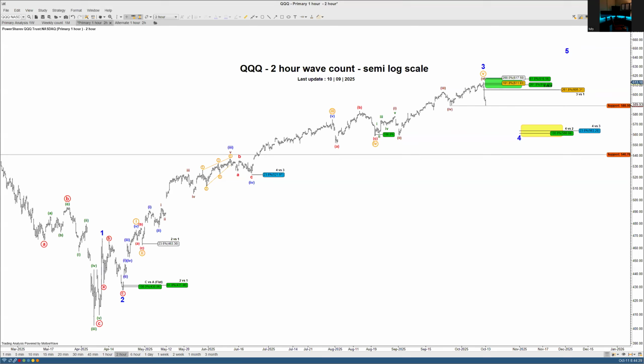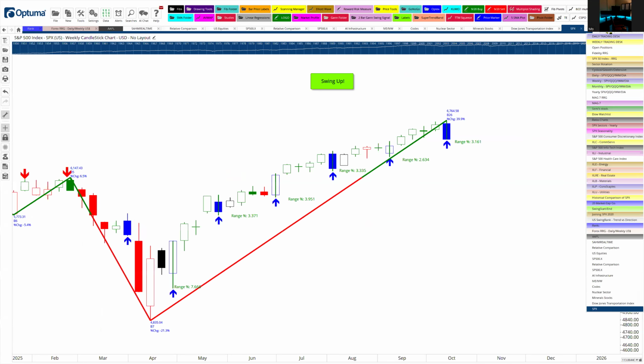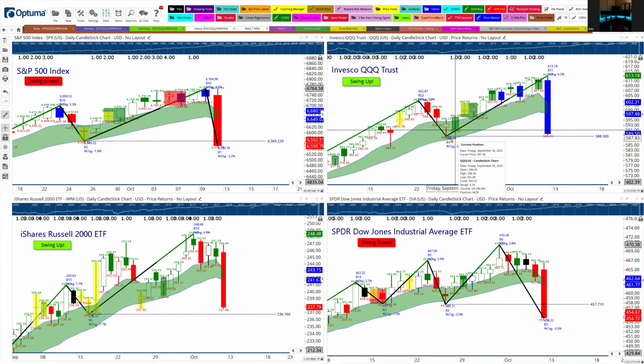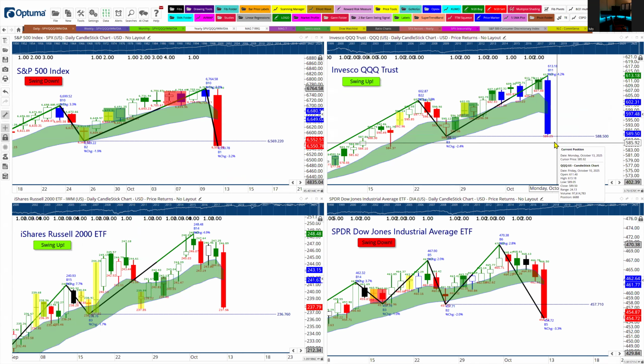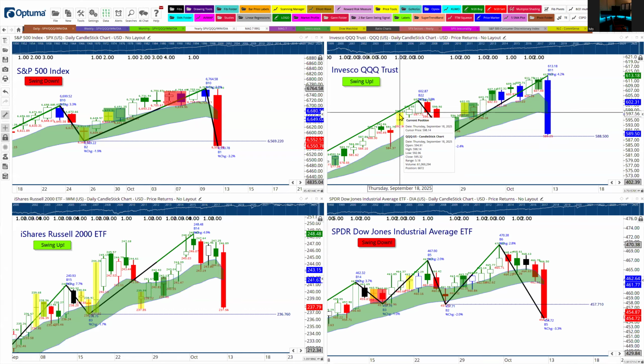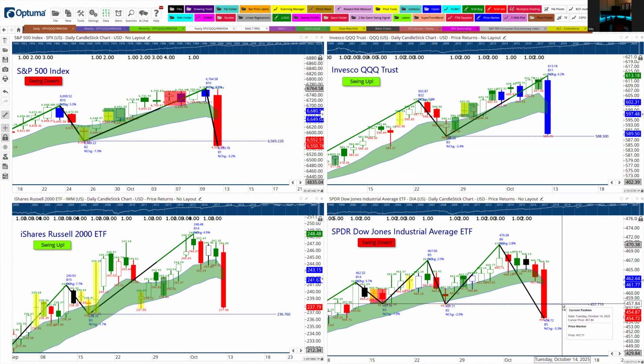is the confirmation of what? It's the confirmation of this pivot low, right? 588.50. This low right here will flip the swing direction to the downside. This one already did, not this one, and this one either. This one did as well, right?